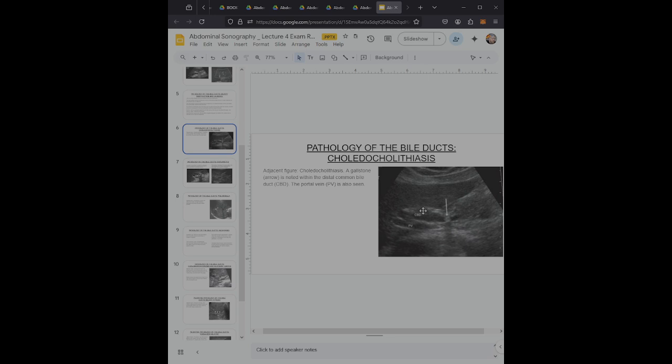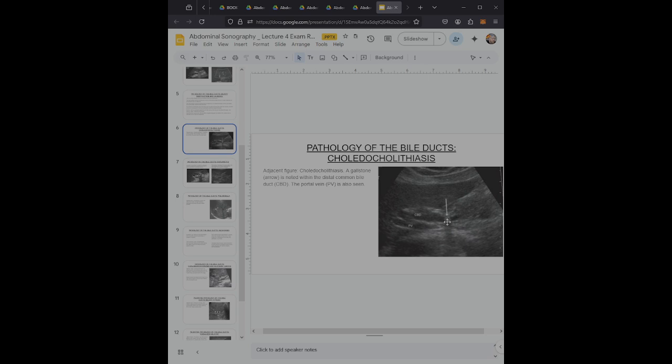Choledocholithiasis describes the presence of gallstones in the bile duct. These stones typically form in the gallbladder and pass into the biliary tree. Rarely they can form in the ducts themselves. The gallstones located within the common bile duct are considered the most common cause of obstructive jaundice.